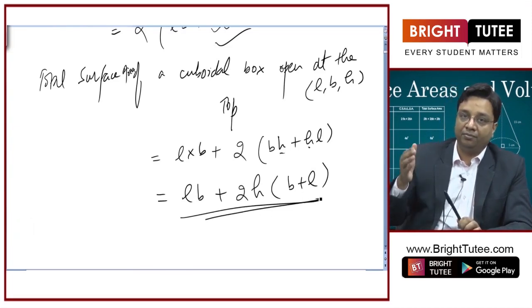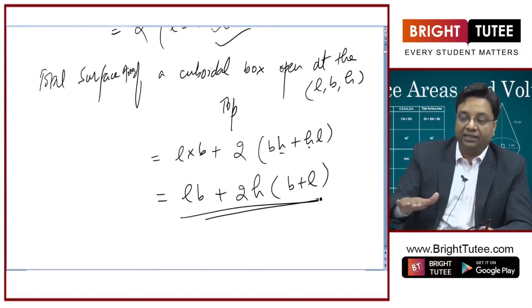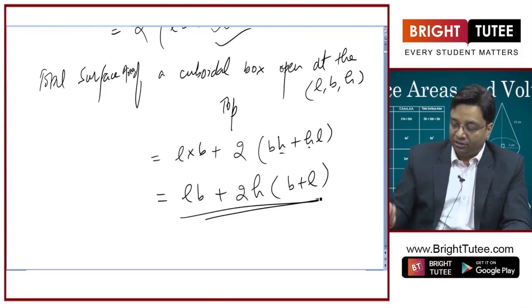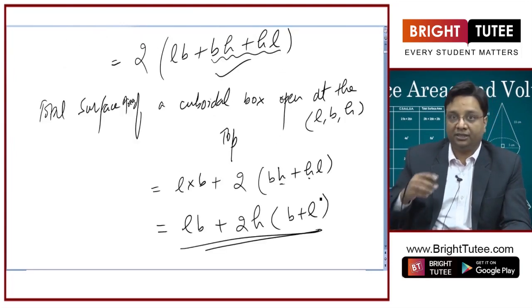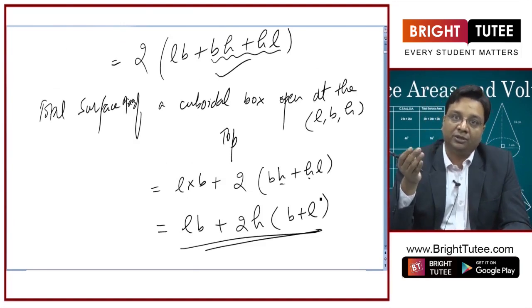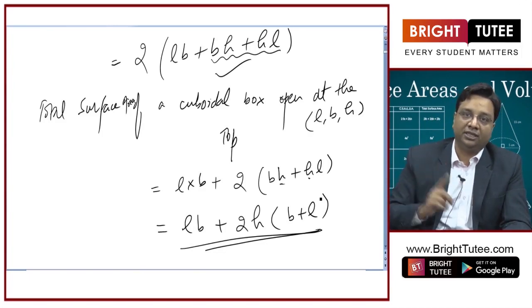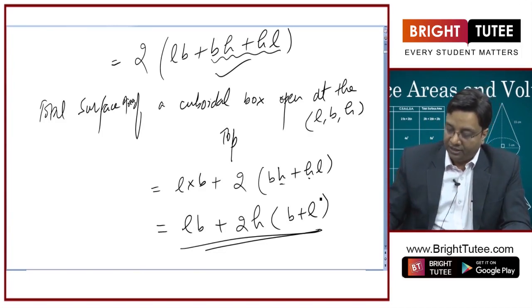Similarly, we may have a box which does not have a bottom surface, right, then we will subtract L into B. So, this is about the variations. We will look at various variations when we are solving the questions, right. We will decide there and then which surface we have to consider and which we do not, okay.